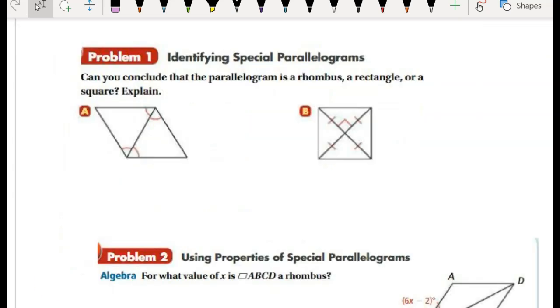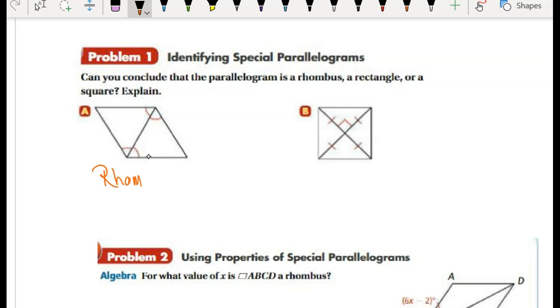So now in problem 1, they want to see if we can conclude that the parallelogram is a rhombus, a rectangle, or a square, and we also need to explain. So when we look at A, what do we notice? Oh, I have a diagonal. It bisects my angle. So what do you think I have? So this parallelogram is a rhombus.